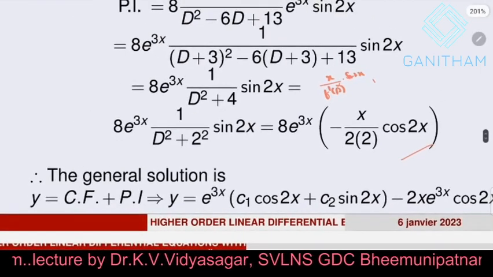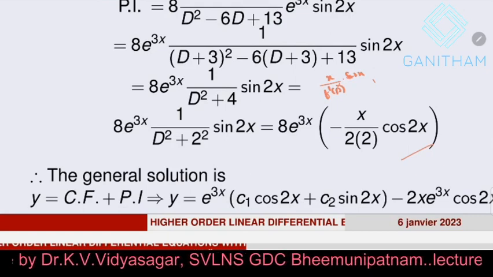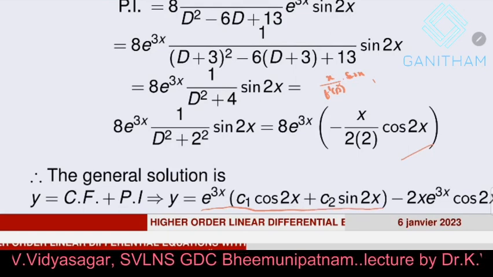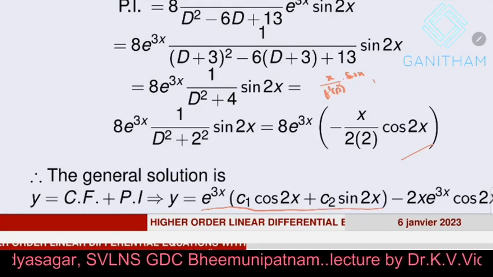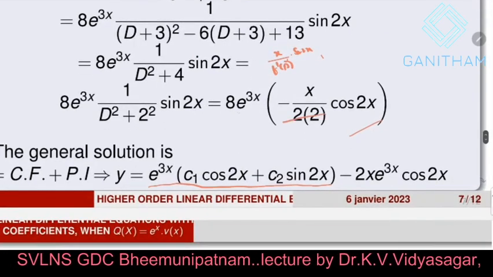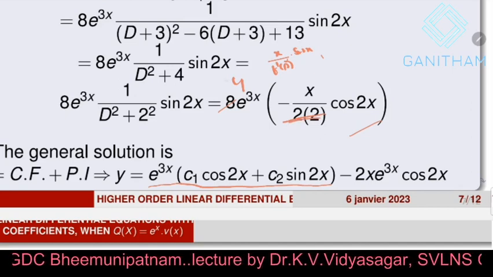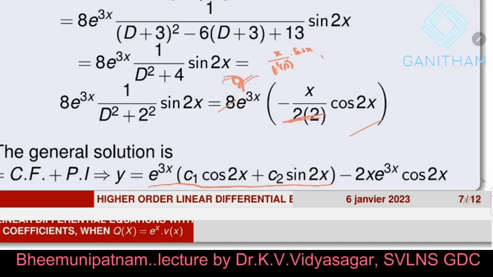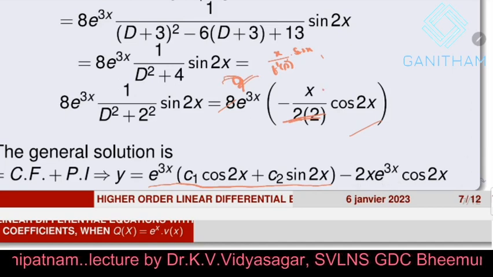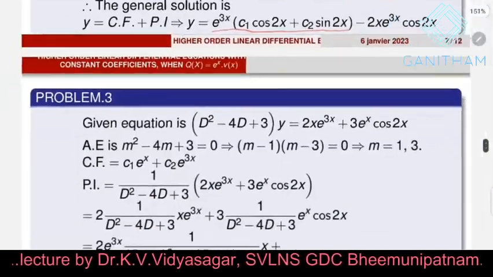So the general solution is the complementary function plus the particular integral. The complementary function is y equals e to the power 3x into c1 cos 2x plus c2 sin 2x. The particular integral is minus x by 4 times e to the power 3x cos 2x, so 4 2s are 8. So the general solution is e to the power 3x into c1 cos 2x plus c2 sin 2x, minus x by 4 e to the power 3x cos 2x. So this is the required solution for this one.